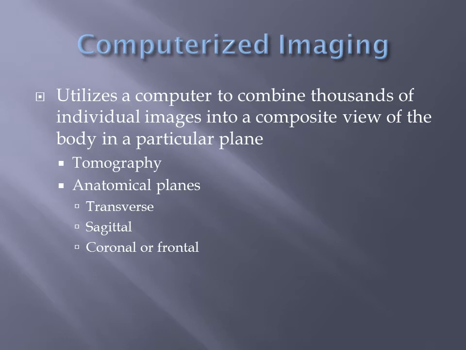Computerized imaging. This utilizes a computer to combine thousands of individual images into a composite view of the body in a particular plane. Tomography uses two-dimensional image of a section of a three-dimensional object. Your anatomical planes include the transverse, which is a view of a horizontal cross-section. Sagittal, which is a view of a front-to-back cross-section. And coronal or frontal, which is a view of a side-to-side cross-section.